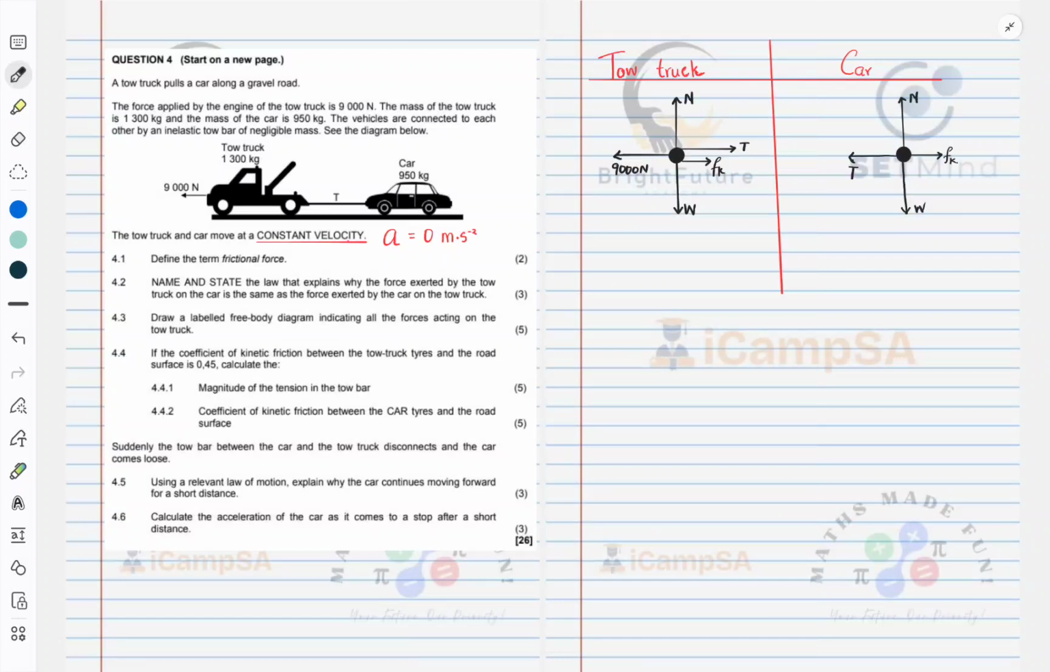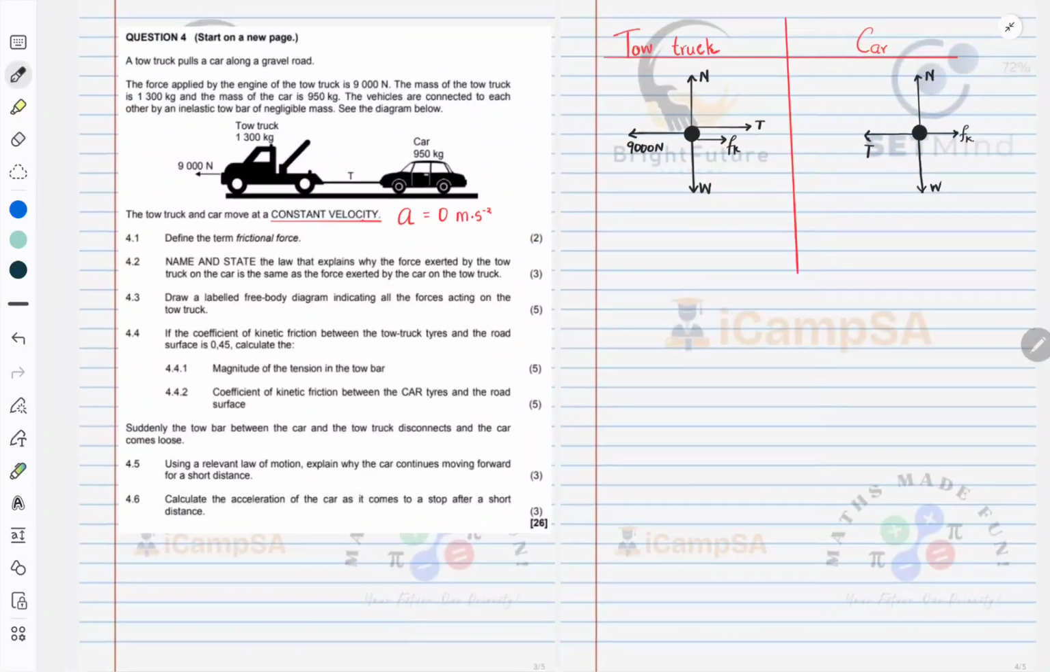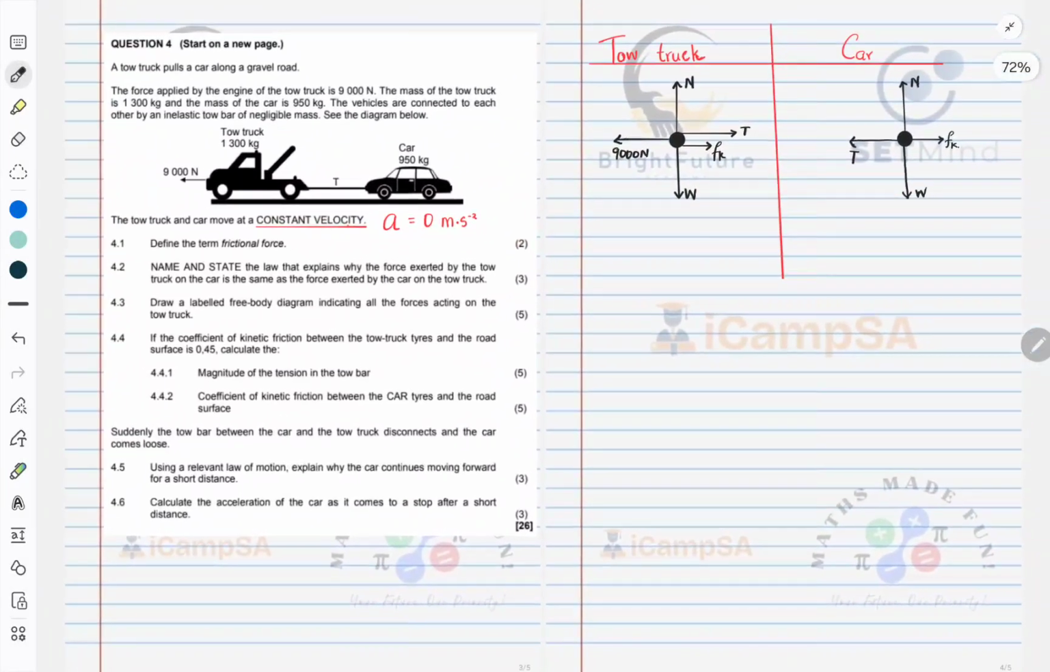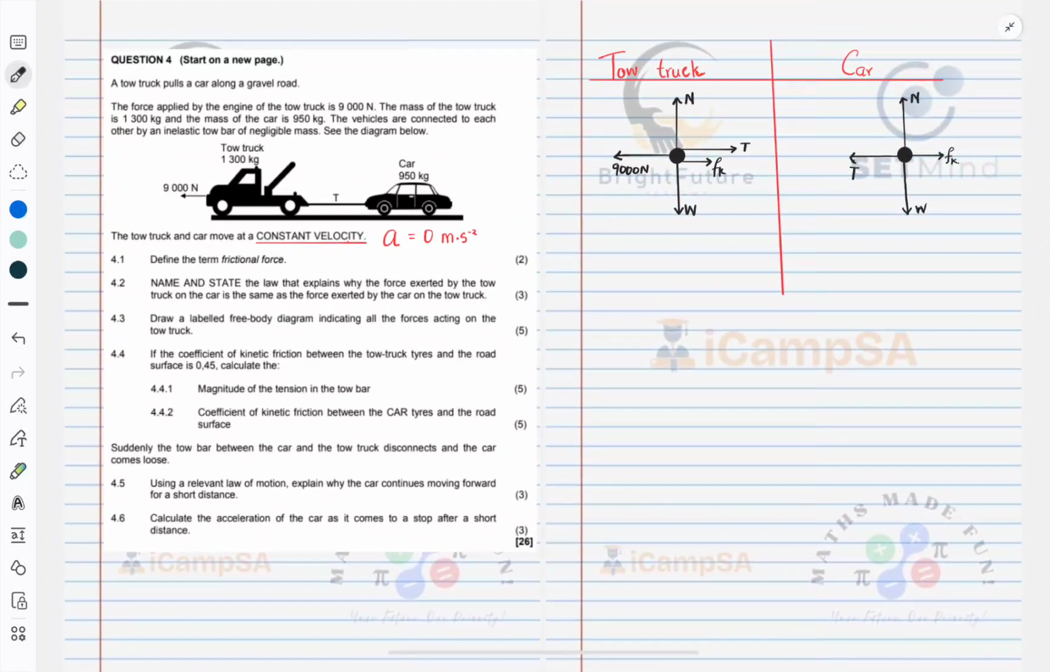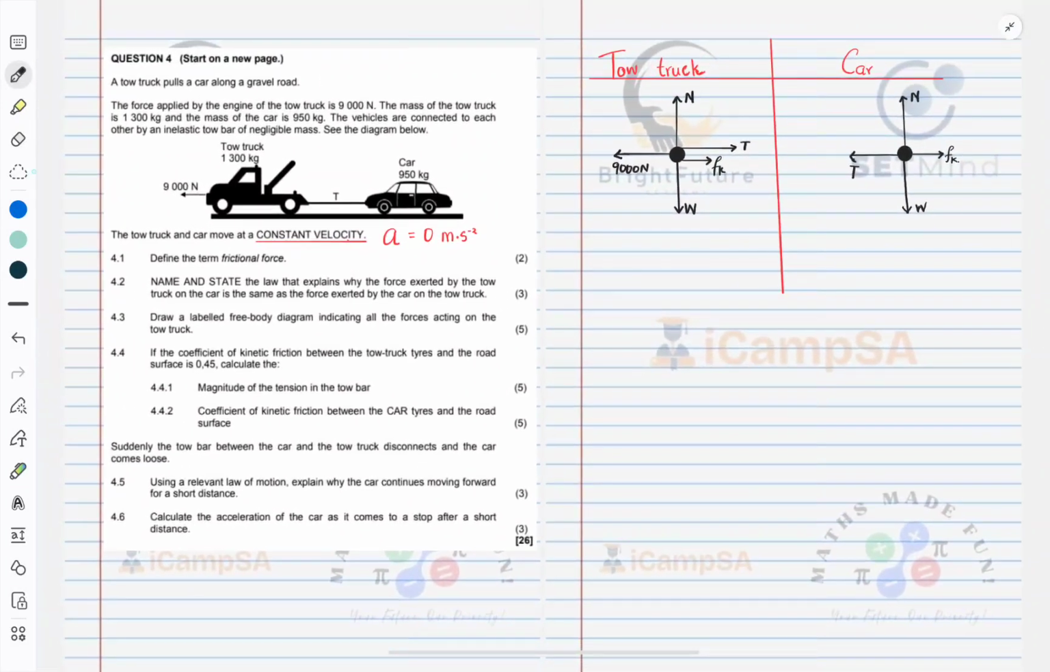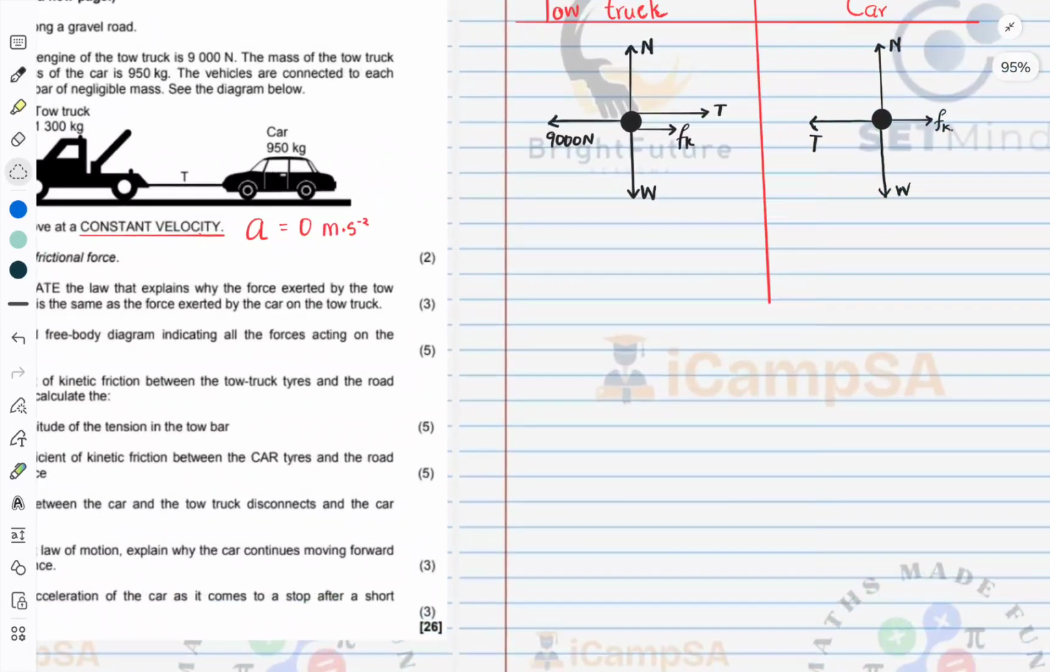So let's start with our answering. Question 1, define the term frictional force. So in this case, we are just asked to define frictional force. The question was not specific whether or not we are defining static or kinetic friction. So the distinguishing keywords that we usually see in those two definitions, we must not include them in this specific definition.